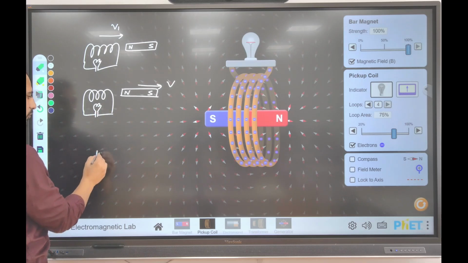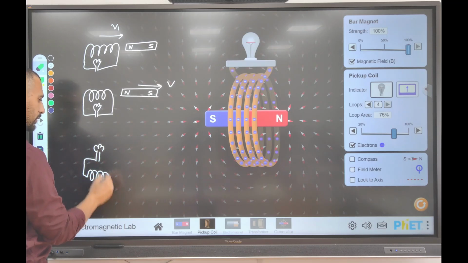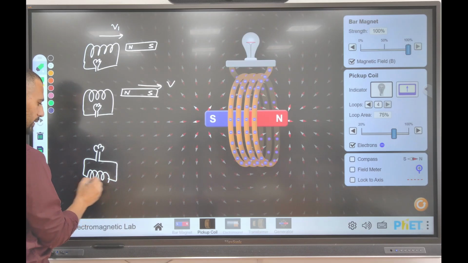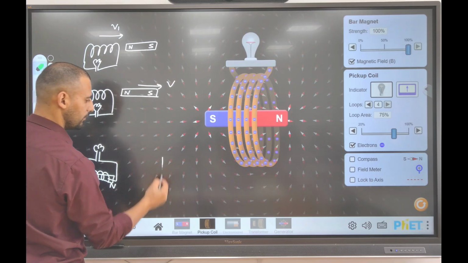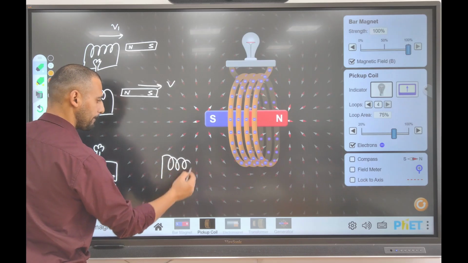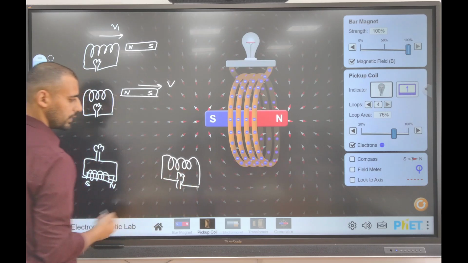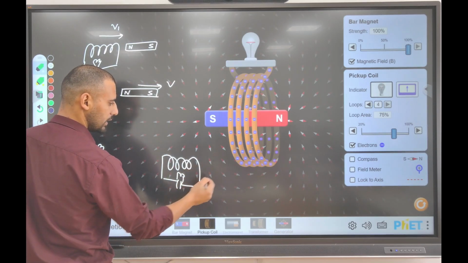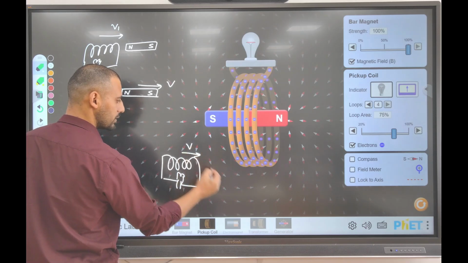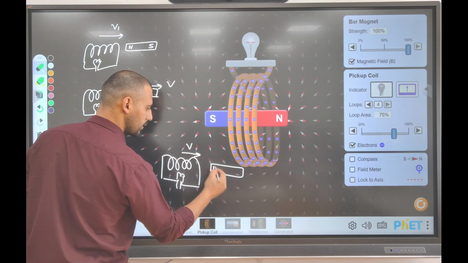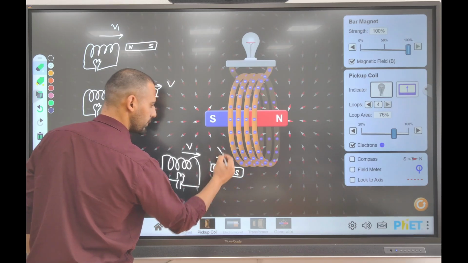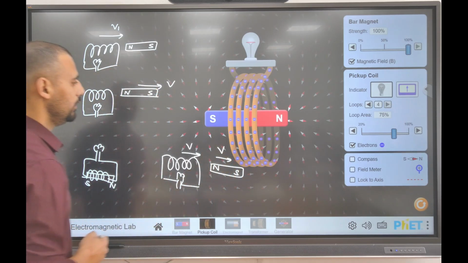Okay, then we have a coil connected with a bulb, but the magnet is inside. Then we have a coil which is connected with a bulb. Okay, and we are seeing that this is moving with some velocity. The magnet is here. It is also moving with the same velocity.